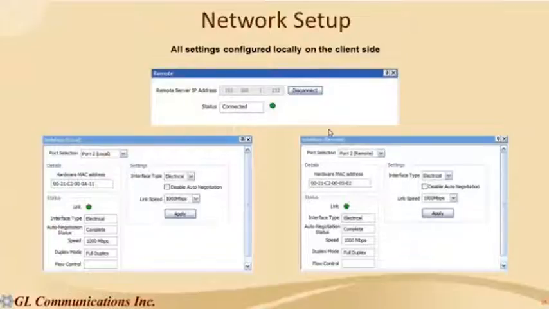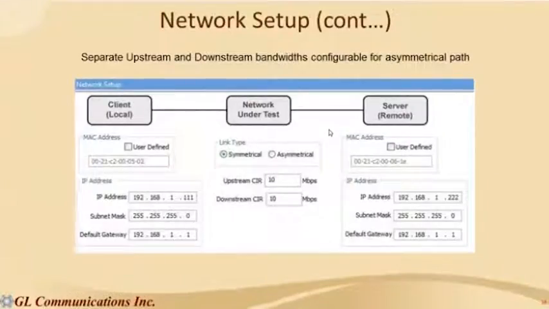So the remote side server, this is a very simple configuration. All we have to do is enter the IP address and say connect, and then we can set up the interfaces, the physical interfaces, and we can set the link speed, 1000 Mbps, and then after that we can configure these. These are all on the client side.